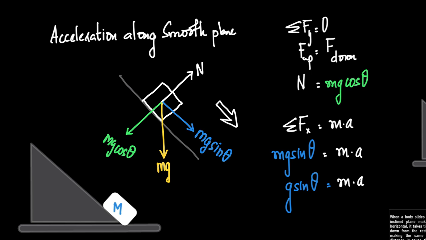Acceleration along the smooth plane: free body diagram, normal reaction acting upwards, mg cos theta and mg sin theta components, weight mg. The net direction of motion is downwards. Sigma Fy is equal to 0, so N will be equal to mg cos theta. Sigma Fx equal to ma, the only force is mg sin theta, so mg sin theta is equal to ma, and therefore a is equal to g sin theta.